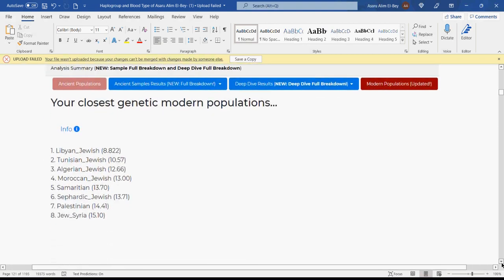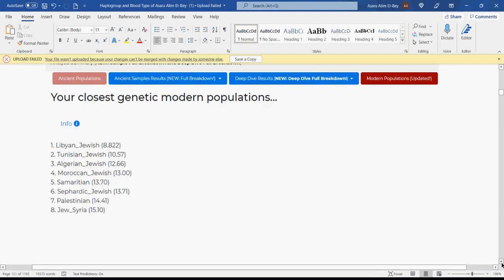Now, we come down, we say the genetic closest line of population is the Libyan Jewish, 8.822. Tunisian Jewish, 102.57. Algerian Jewish, 12.66. Moroccan Jewish, 13. So, as you heard of the Good Samaritan, the tale of the Good Samaritan, well, Samaritan is 13.70. Sephardic Jewish, 13.71. All right, Palestinian, 14.41. Jew, Syrian, 15.10.